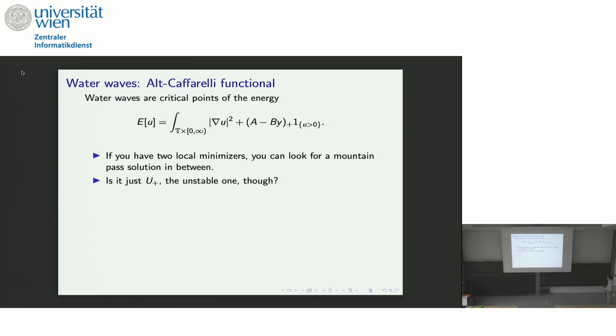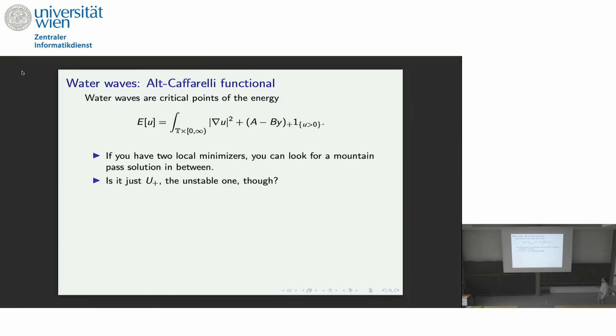So then the deal is that U minus is a local minimizer. U infinity is a local minimizer. U plus is not a minimizer. U plus, even in 1D, is unstable. So I have 2 minimizers. And whenever I have 2 minimizers, I can try to construct a solution in between by doing min-max, by doing the mountain pass theorem, right? I have two wells in my energy. And so I can look for a critical point between them by doing the mountain pass theorem. And formally, this should always work. I should always get something.